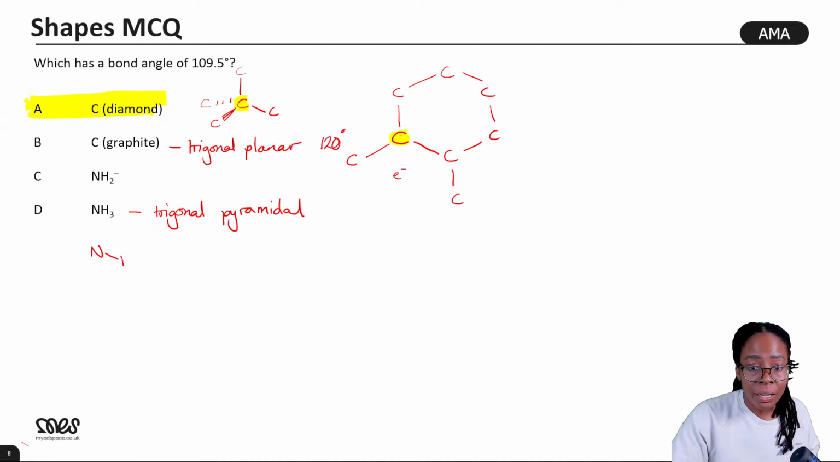For ammonia, again, or NX3, don't spend your time trying to figure out the shape. This, along with water and BF3 and CO2, those should be shapes that you just know off by heart because they come up so much.